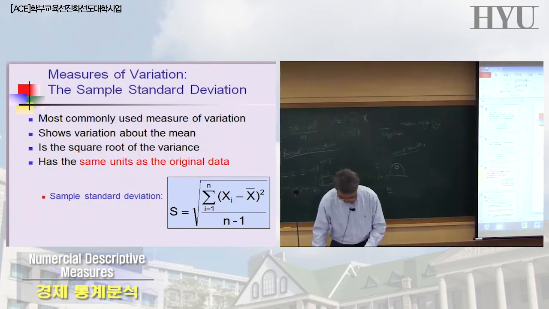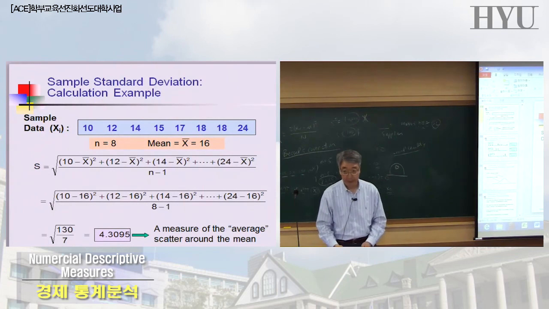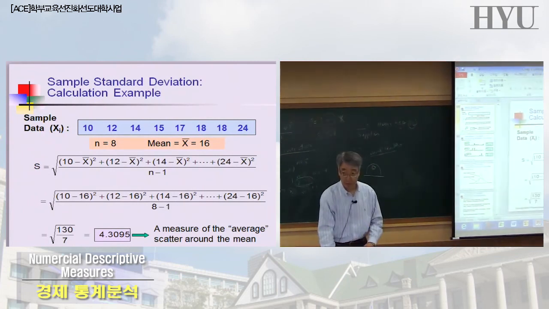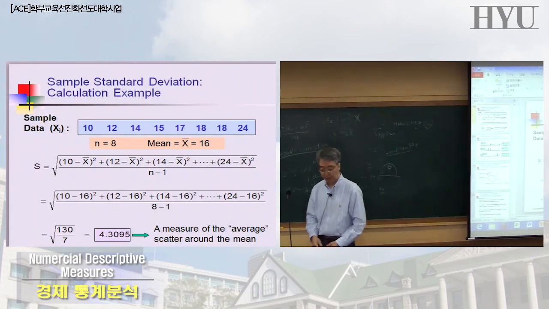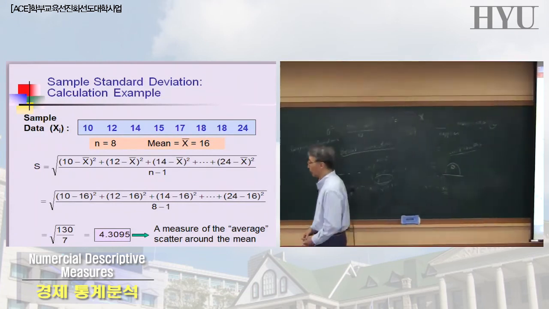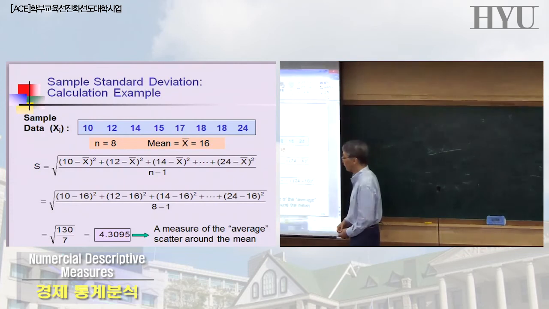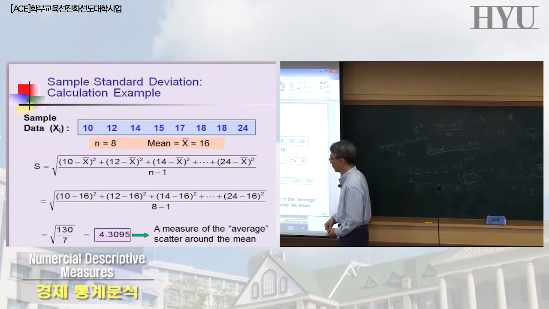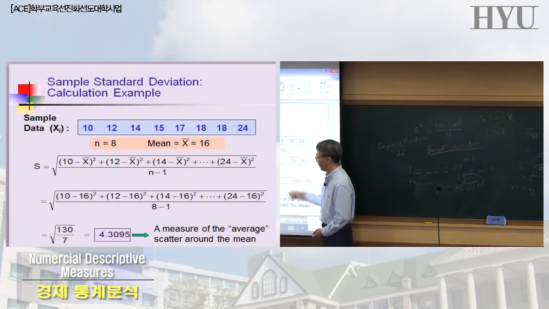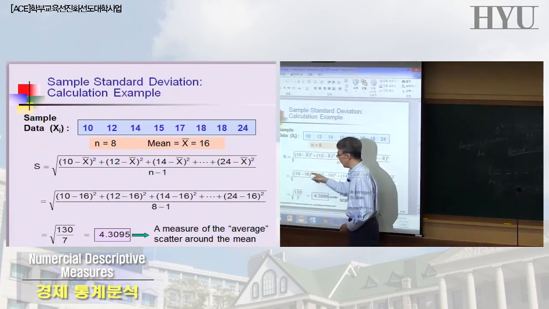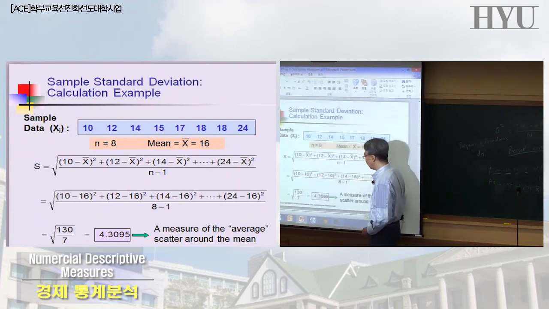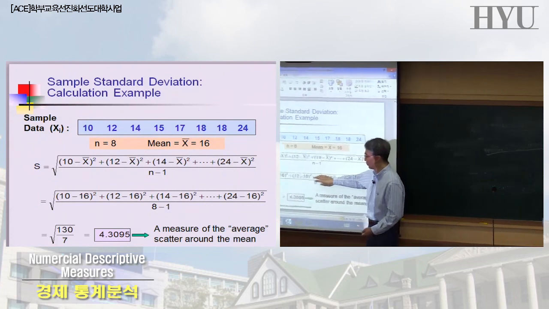Just one more slide here. Still have 5 minutes. All right, so this is how you calculate it actually. We have 8 numbers, and first you have to calculate the sample mean. So subtract the sample mean, which is 16, from each number, square, and then add them up, divide by n minus 1. So what's inside the square root here?